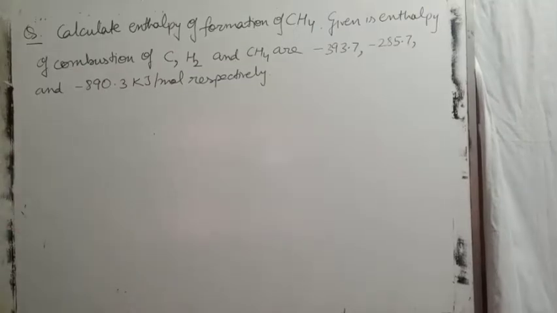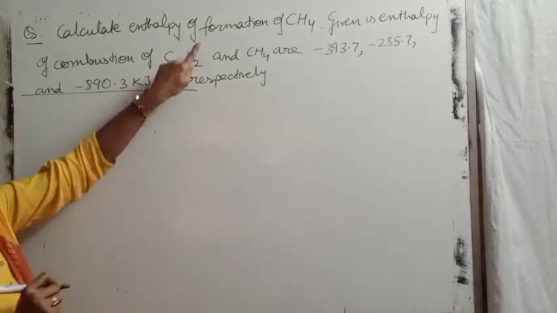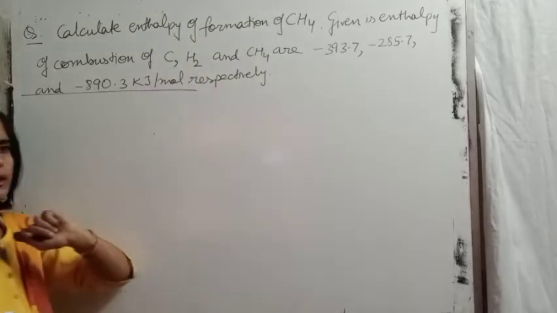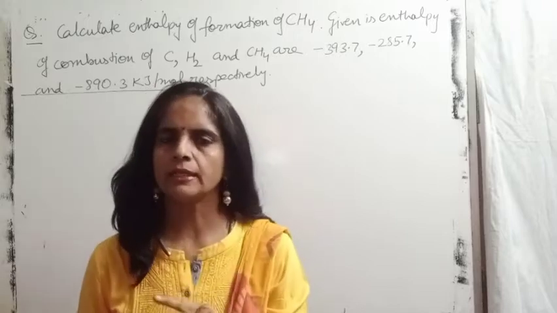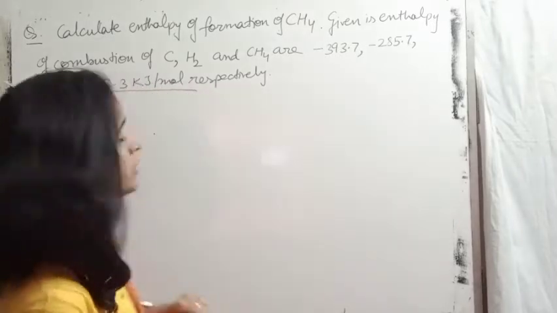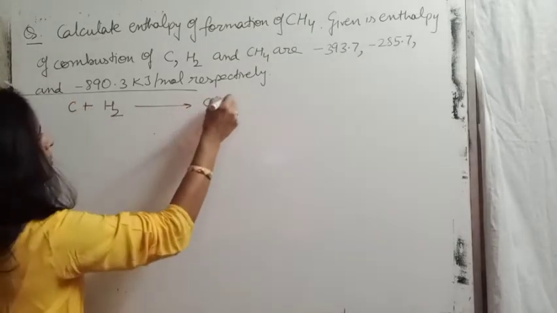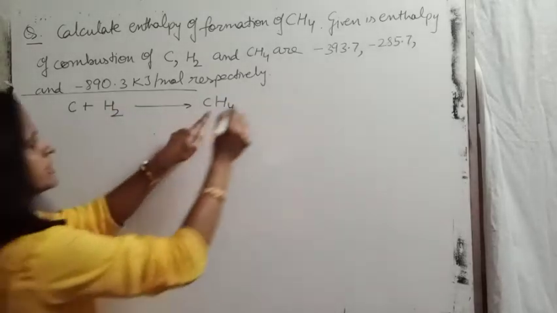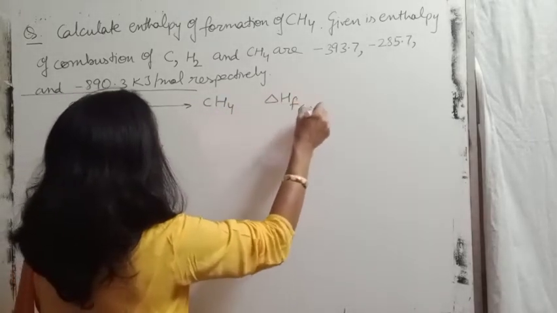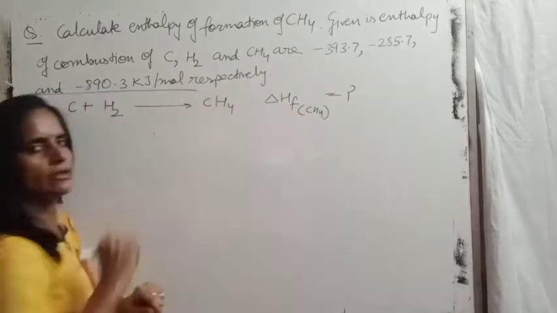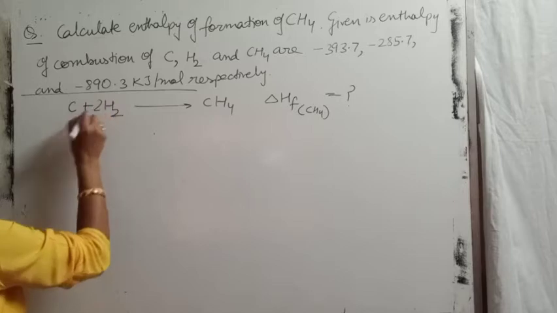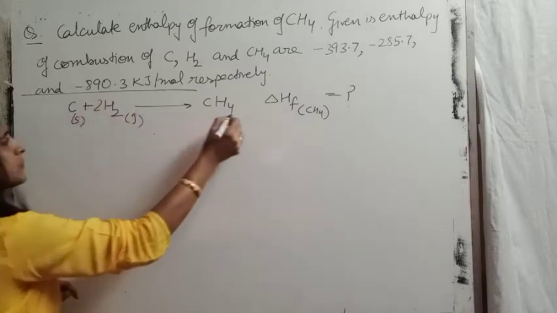Yes children, next question based on the same concept. In this case, given is: calculate enthalpy of formation of methane. So just start writing the chemical equations. We are supposed to calculate the enthalpy of formation of methane, so the first equation we will write is for the formation of methane. The constituent elements of methane are carbon plus hydrogen giving you CH4. For this, delta H formation for CH4 we have to calculate. Now balance this equation with 2H2 and write the physical states also.